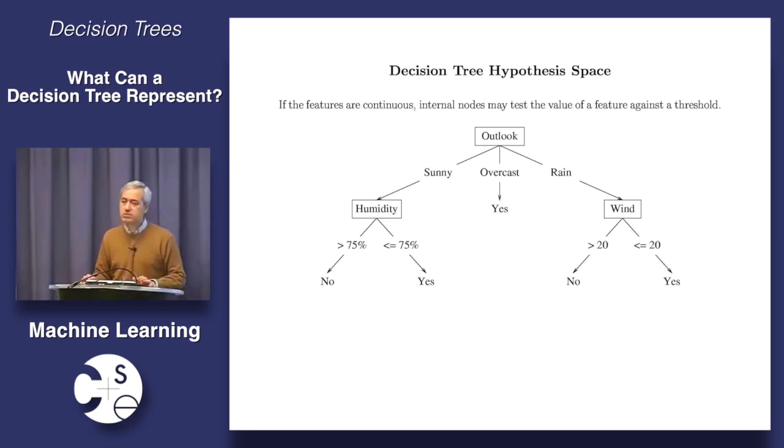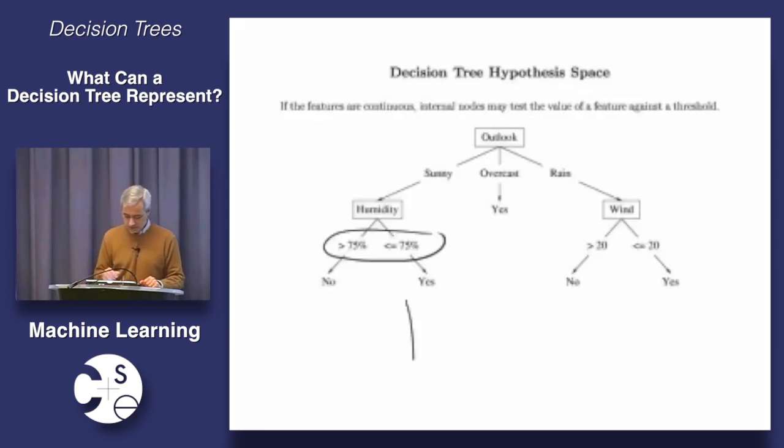Then what can a decision tree represent, and what can it not represent? For example, if you handle continuous attributes this way, can you learn any frontier between positive and negative examples?